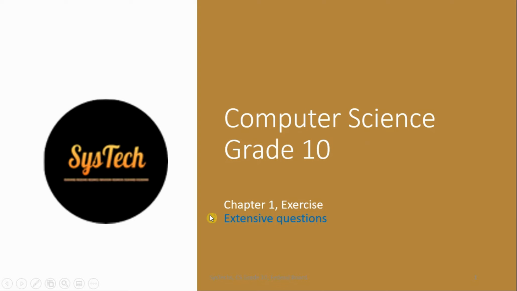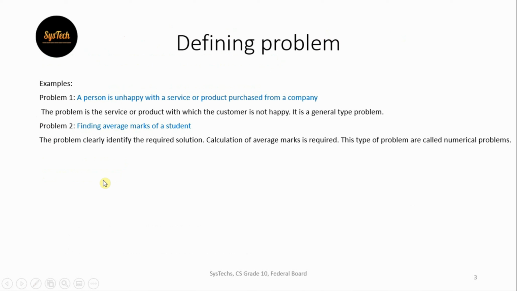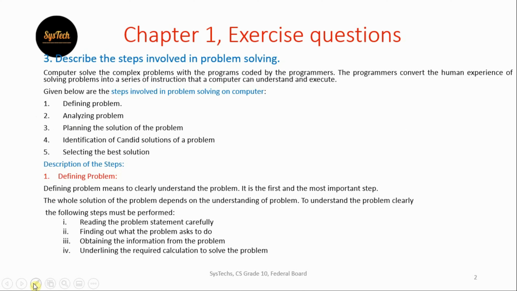Today we shall discuss Computer Science Grade 10, Chapter 1, exercise extensive questions. Let's begin. Question number 3: Describe the steps involved in problem solving. So these are the steps. Step number 1, define the problem. Step number 2, analyze the problem. Step number 3, planning the solution. Step number 4, identification of candidate solutions. And step number 5, selection of the best solution. So these are the 5 steps which are part of problem solving techniques.